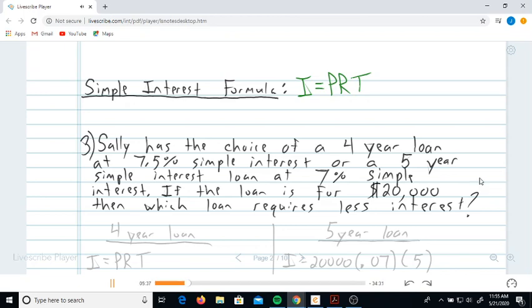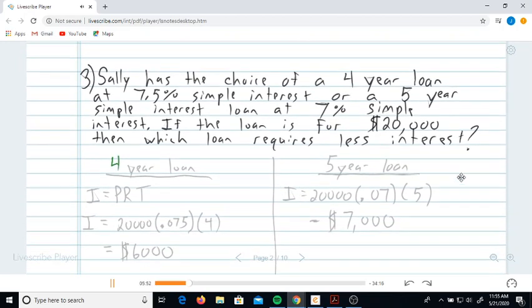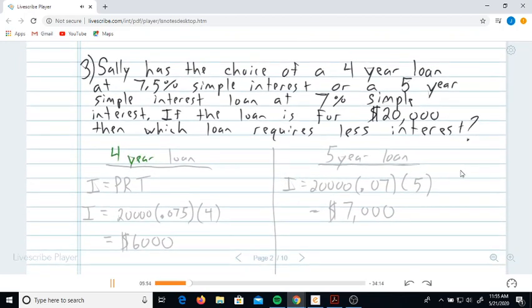Sally has the choice of a 4-year loan at 7.5% simple interest, or a 5-year simple interest loan at 7% simple interest. If the loan is for $20,000, then which loan requires less interest? So we're basically comparing a 4-year loan versus a 5-year loan.